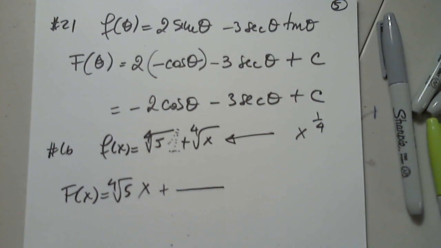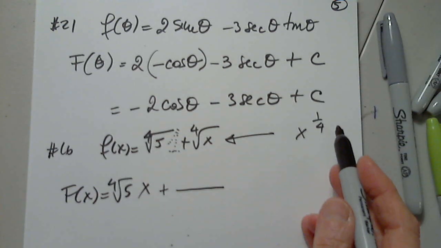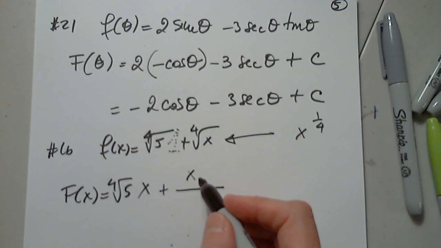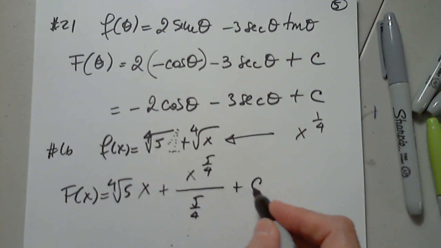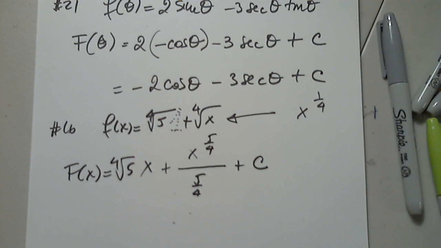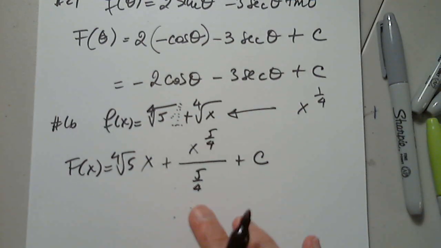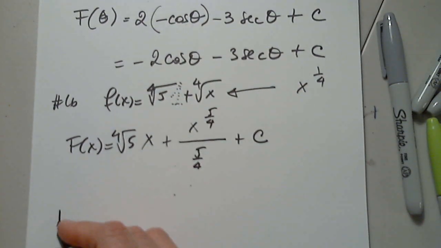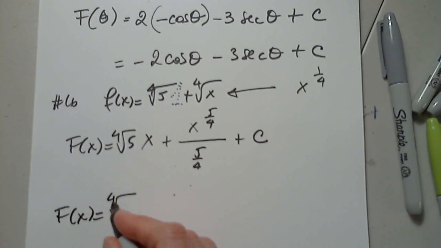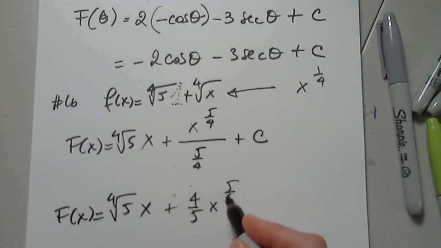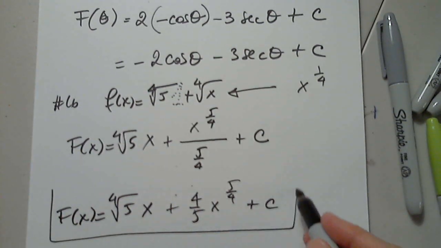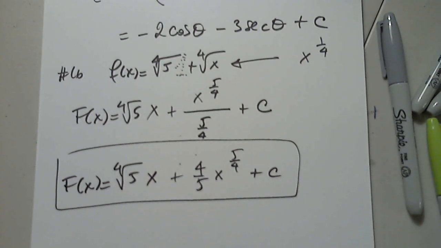So, increase the power by 1: 1/4 plus 1 is 5/4, over 5/4, plus a constant c. I have to flip the denominator. So uppercase F of x will be whatever this number is, who cares? Nobody cares. 4/5 x to the 5/4 plus a constant c. And this is the most general antiderivative of the given function, this one.